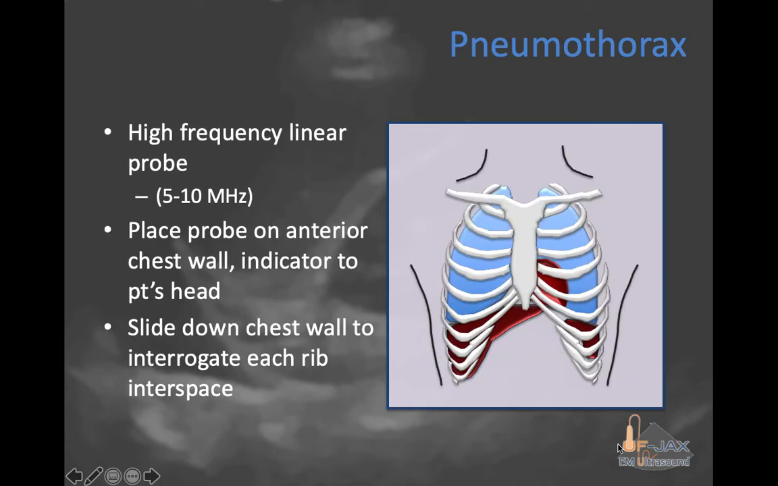To look for pneumothorax with ultrasound, you'll most likely need to change probes. You would want to use a high-frequency linear probe to give you the most detail so that you're not missing any of these traumatic pneumothoraces. The probe is placed on the anterior chest wall in the sagittal or long axis plane with the probe indicator towards the patient's head. We'll then slide down the anterior chest wall, examining each interspace as we go to rule out pneumothorax.